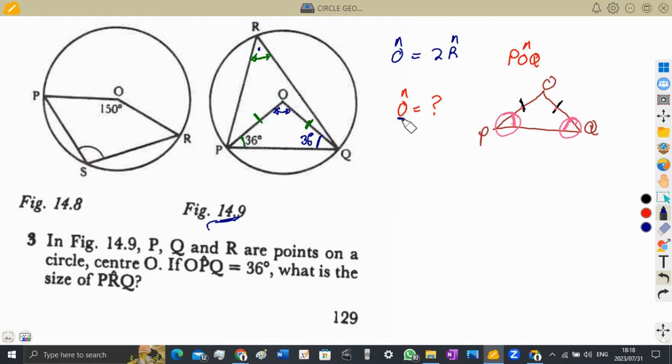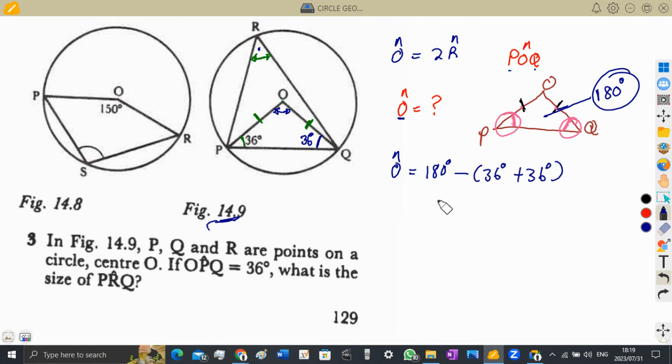So we can calculate angle O, which is angle POQ. How can we calculate angle O now? Which concept are you going to use? Angles in a triangle add up to 180. So the angle at O, we are simply going to subtract the other angles from 180. 180 minus 36 degrees plus 36 degrees. So our angle O is going to be what? 180 minus these two, that will be 72. 72 here. 180 minus 72 is what? 180 degrees minus 72. What do we obtain?